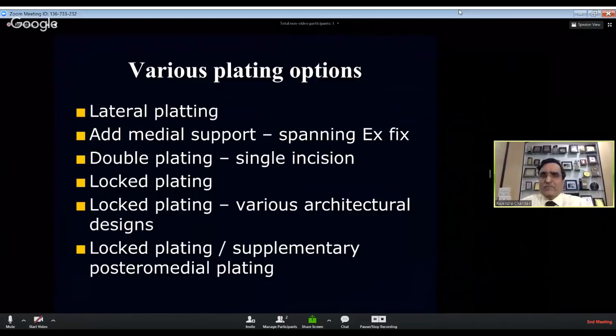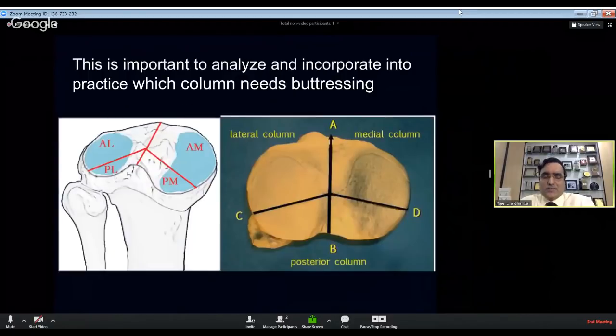Friends, we have various plating options. Lateral plate wrapped, adding medial support, double plating, locking plating, and we have to choose whatever is going to give the best hold onto the fracture. And this is important to analyze by incorporating in our practice which column needs buttressing, where is the apex of the fracture, and on that depends what fixation we are going to provide.